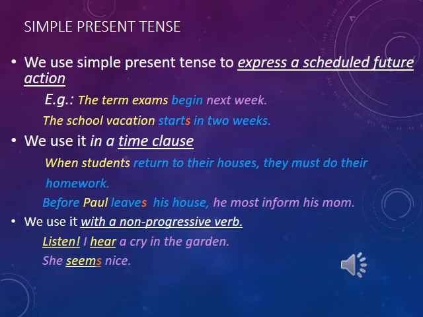Lastly, we use it with a non-progressive verb. By the word non-progressive, I mean verbs that we are not allowed to add ing to. At the beginning of the year, I provided you with the table of the most common non-progressive verbs. Please review it. As an example, listen, I hear a cry in the garden, and she seems nice. I am not allowed to say she is seeming nice. I say instead she seems, simple present tense.